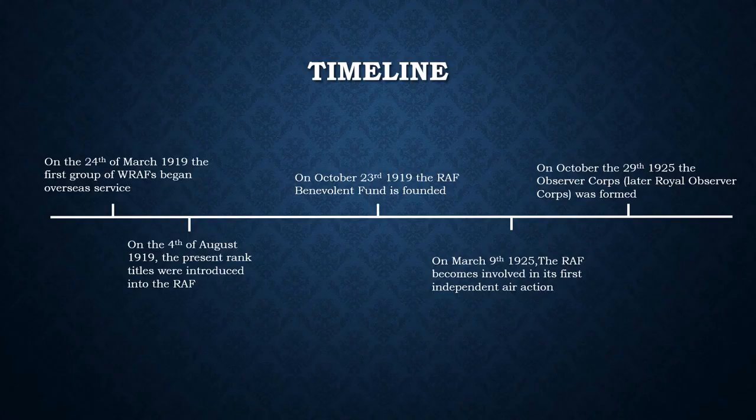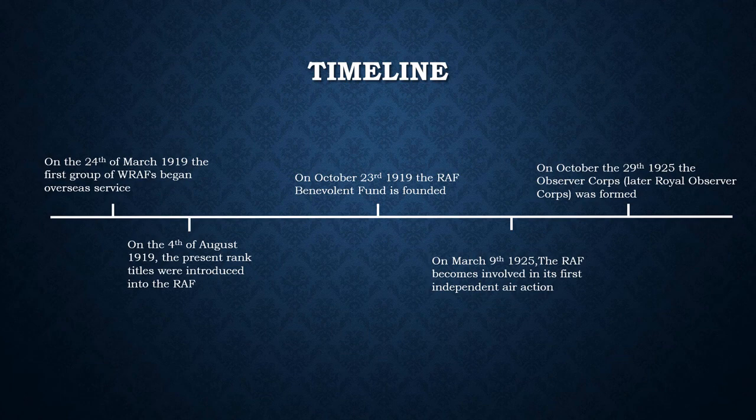On the 24th of March 1919, the first group of WRAFs arrived in France to begin their overseas service. They were employed as domestics, clerks, telephonists, nurses and drivers, and they also staged sports days and dances, so as you can see, they weren't exactly as important as the regular RAF. That's not something that you really need to know. I just thought it was quite nice to understand the roles that women played in the early RAF as well.